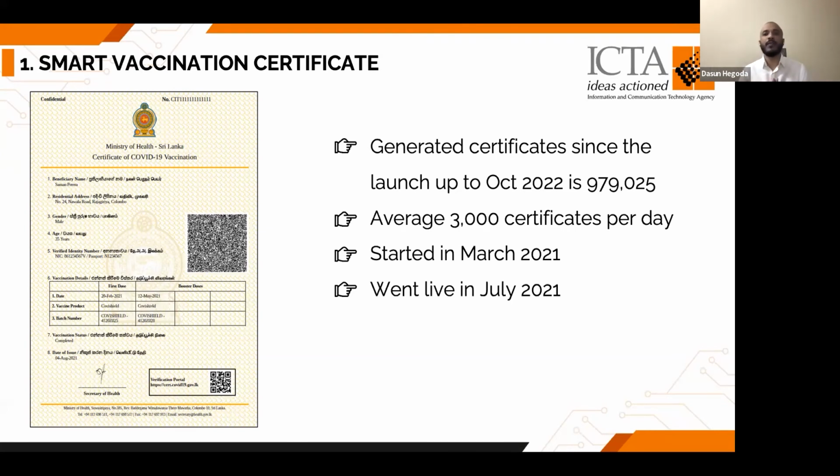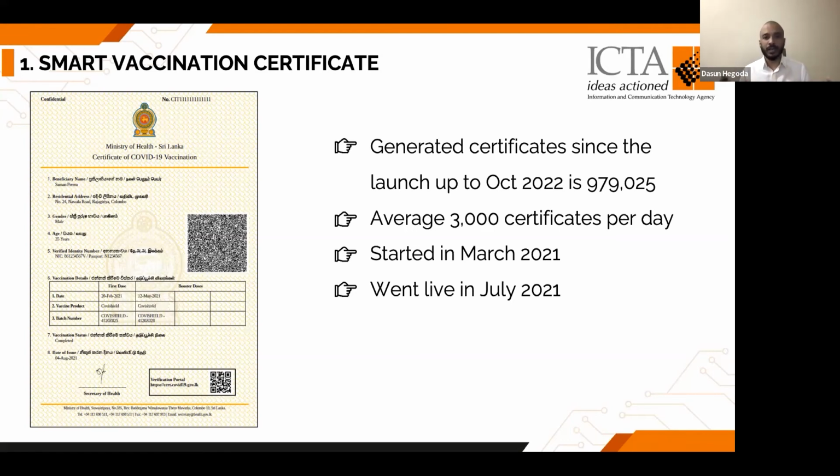Up to now, we have issued close to 1 million certificates. Initially, we issued about 300 to 400 certificates per day, but now we issue more than 3,000 certificates per day. We started our journey back in 2021. It was a very challenging time for us, even for the entire world, due to COVID. But we were able to quickly set up the entire infrastructure in collaboration with the DIVOC team, and we went live in July 2021. It was very agile.